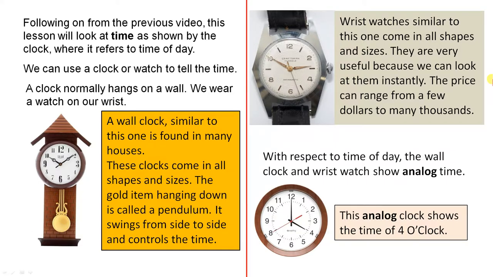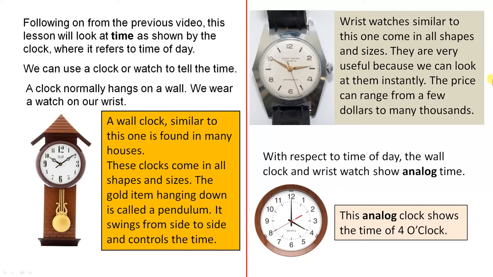A clock normally hangs on a wall. We wear a watch on our wrist. A wall clock, similar to this one, is found in many houses. These clocks come in all shapes and sizes. The gold item hanging down is called a pendulum. It swings from side to side and controls the time.